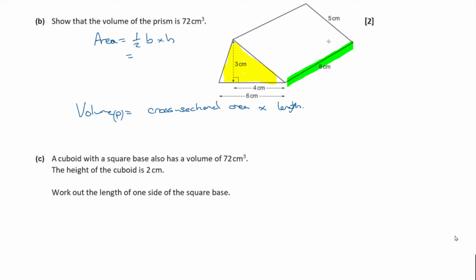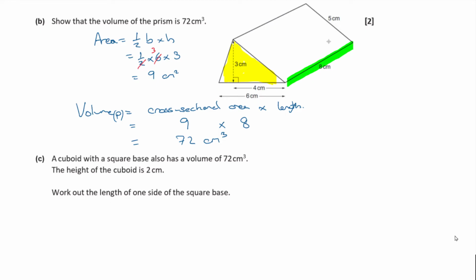So that's a half times 6 times a height of 3. I tend to cancel that half into whatever number is even over here. So half of 6 is 3, and then 3 times 3, that's 9 then, isn't it? So that's 9 centimeters squared for the area. And so the volume is going to be that 9 centimeters multiplied by the distance between the front and the back face, which we said was 8. 9 times 8, that's 72 centimeters cubed as required.